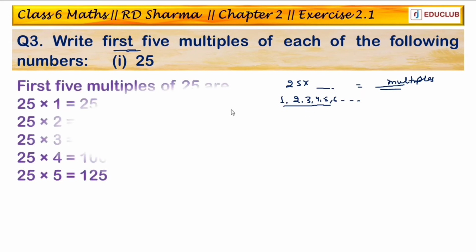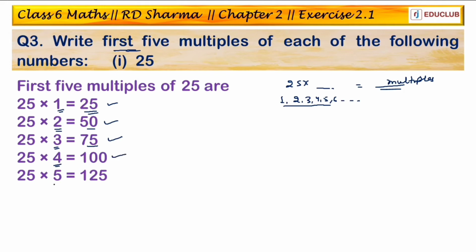Now let us see. 25 multiplied by the first natural number, 1, we get 25. 25 is a multiple of 25. We multiply it by the next natural number, 2, we get 50. This is another multiple. Multiplied by the next natural number 3, 75 is the next multiple. Multiplied by 4, the next multiple of 25 is 100. Multiplied by 5, the next multiple is 125.